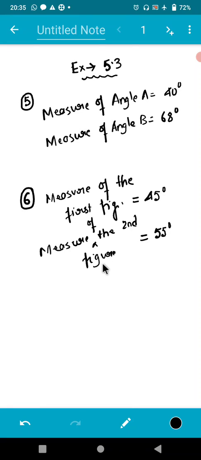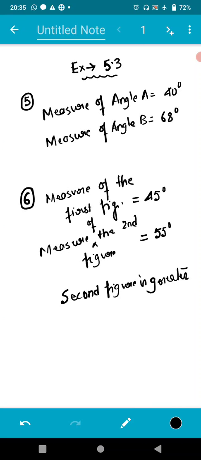Fine. Now you have to say whether the second figure is greater or the first figure. Obviously you will write second figure is greater. It's as simple as this.